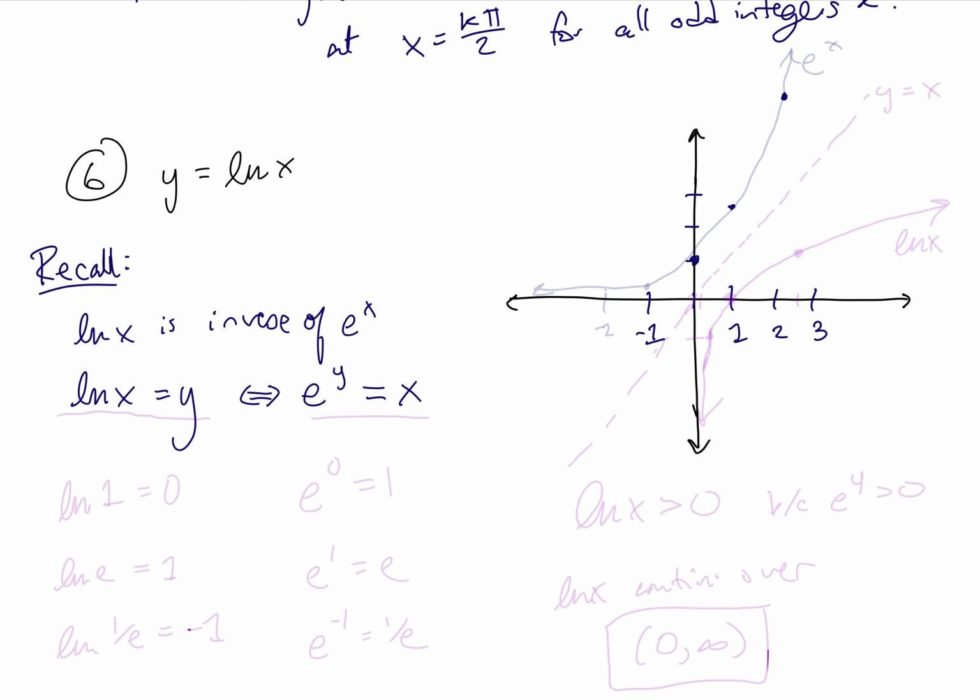E to the negative 1 is 1 over e, so it's going to be a small number. E to the negative 2, 1 over e squared, even smaller. And so we've got this exponential function, e to the x. If we think about what natural log of x looks like, then we've got the inverse. So one way to think about natural log of x equals y is just to reverse the x and y values. So because e to the 0 is equal to 1, that means that natural log of 1 is equal to 0.